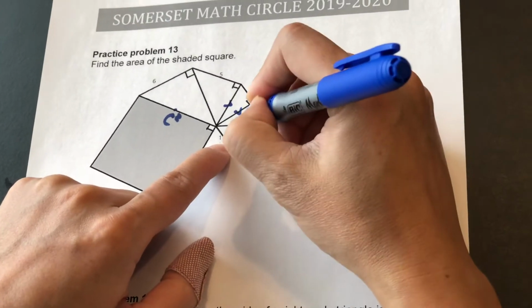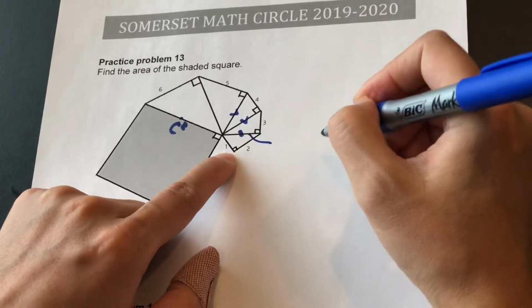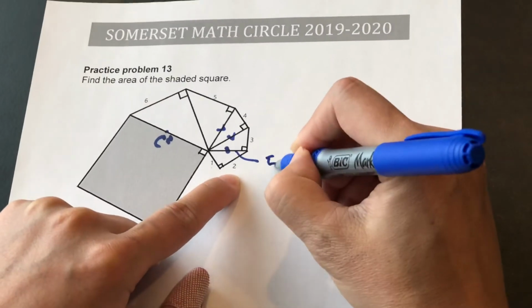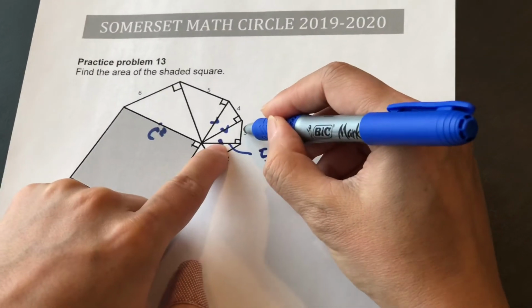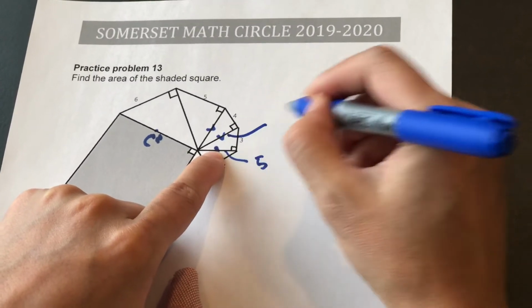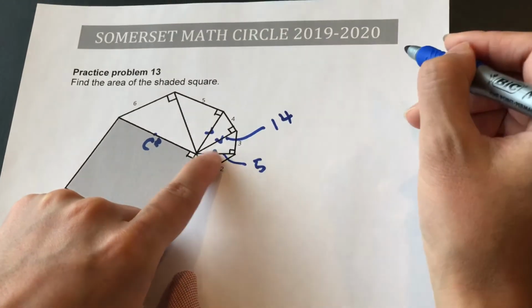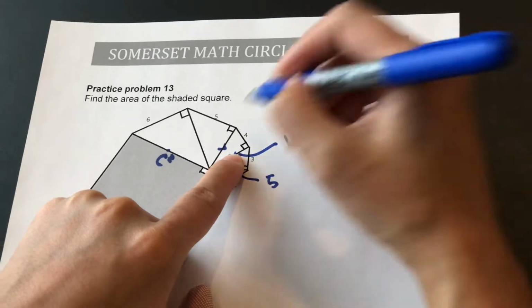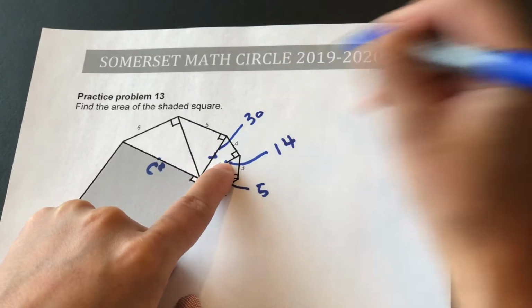So let's work this out. The first length is 1 squared plus 4 squared. That's 5. So then 5 plus 3 squared. And so this square would be 14. And then 14 plus 4 squared, that's 16. So this one would be 30.